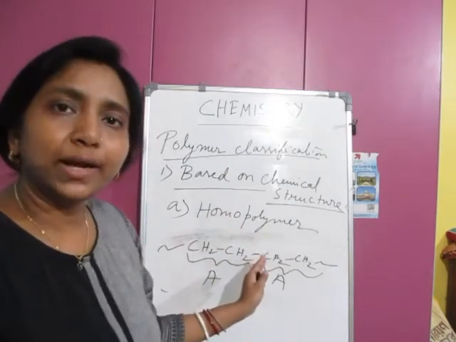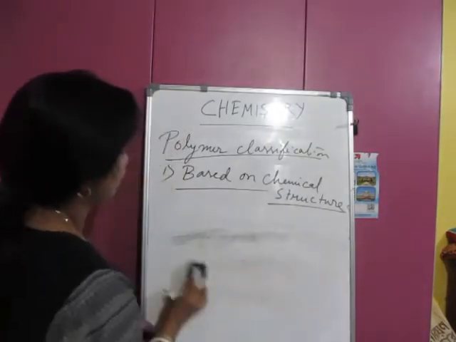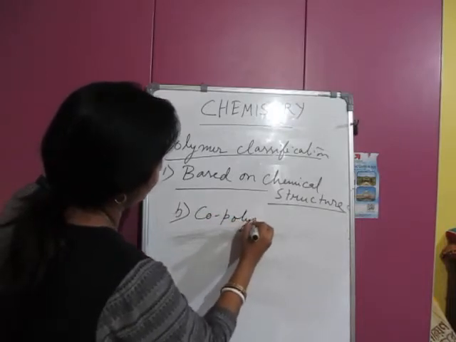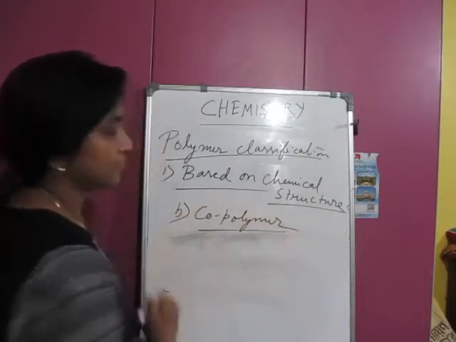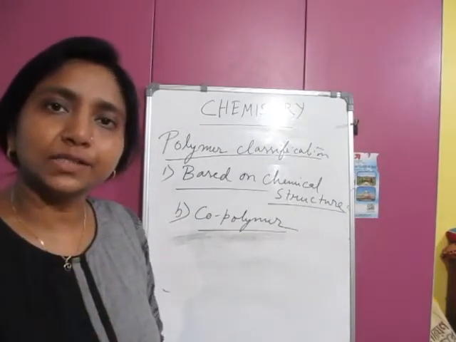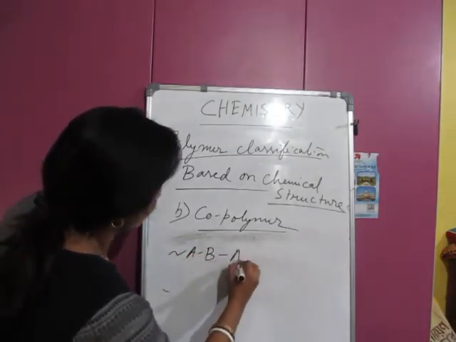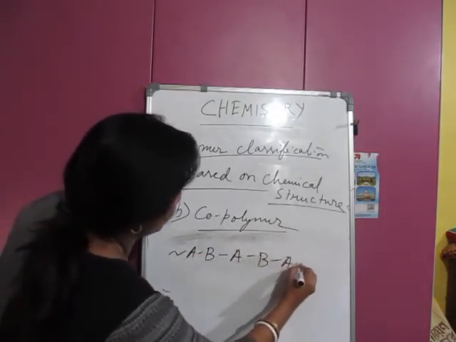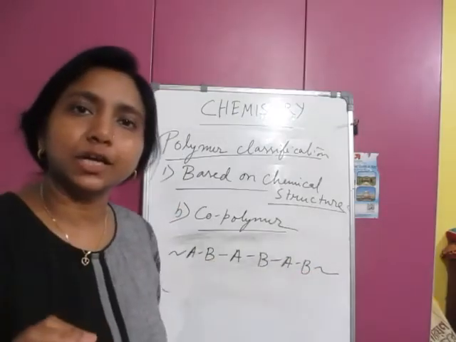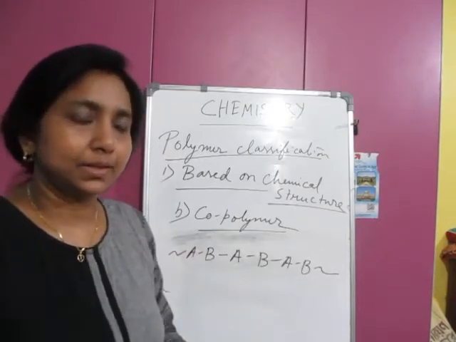The second one is Copolymer. What is the structure of this? This is the structure of copolymer. Now I will give you the example.